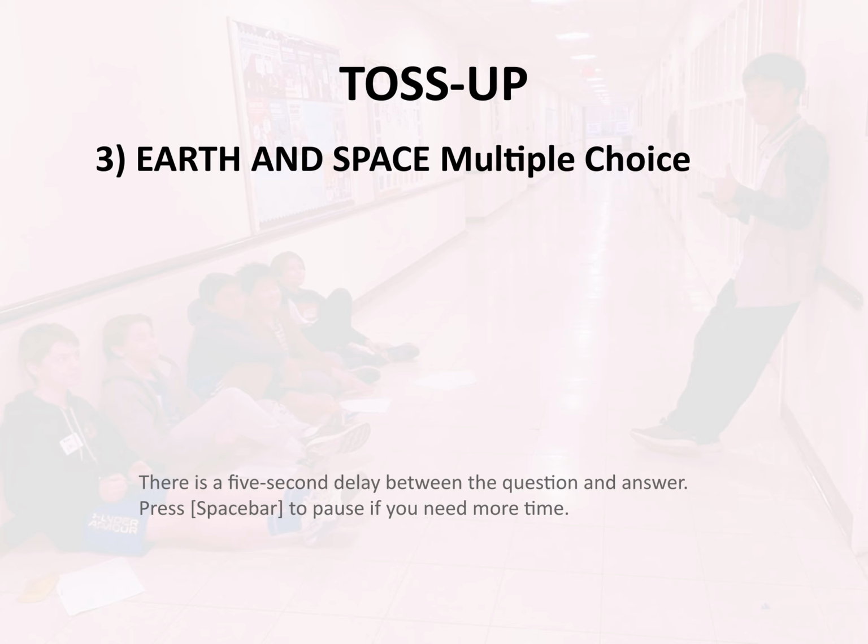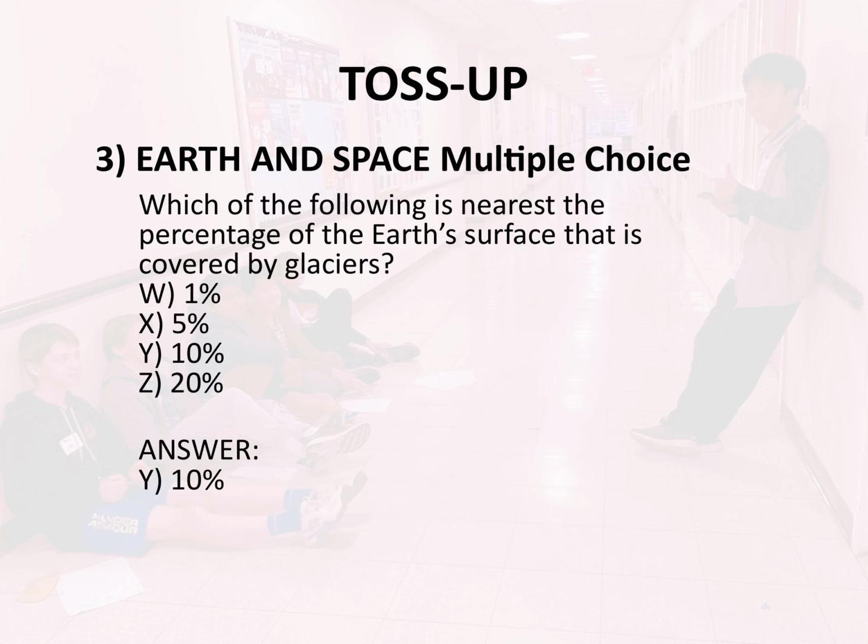Toss-up 3. Earth and space multiple choice. Which of the following is nearest the percentage of the Earth's surface that is covered by glaciers? W, 1%. X, 5%. Y, 10%. Z, 20%. Answer. Y, 10%.